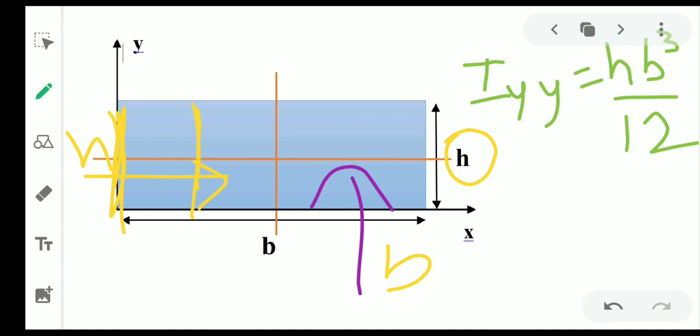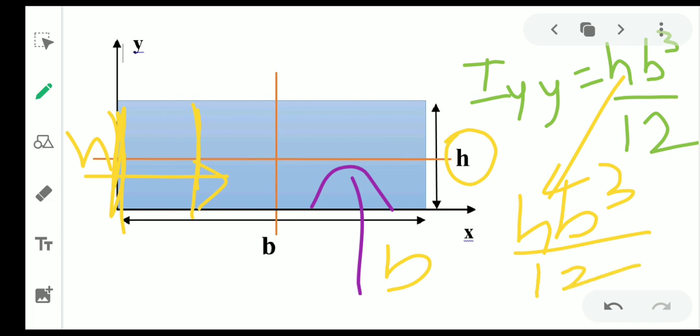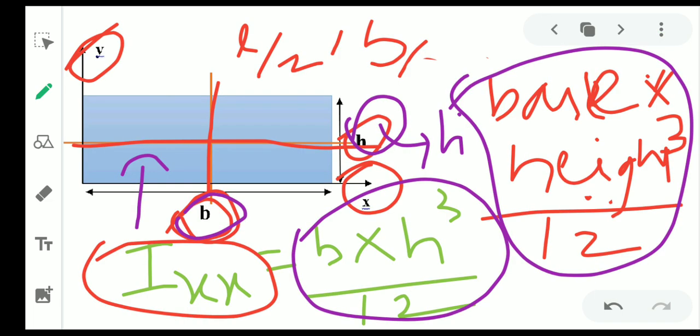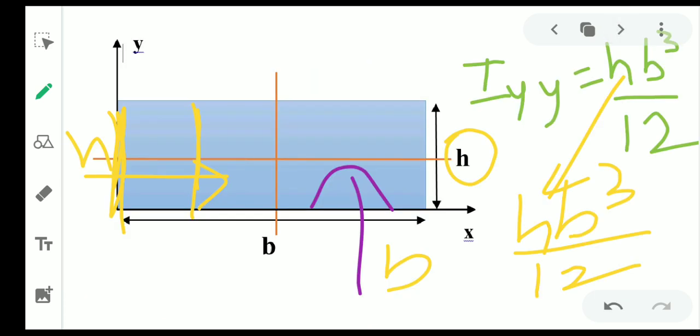So base equals h, and height equals b. So h into b cube divided by 12. Simple thing. For Ixx it is b into h cube by 12. For Iyy it is h into b cube by 12. Remember these two formulas. Okay, this is very simple.